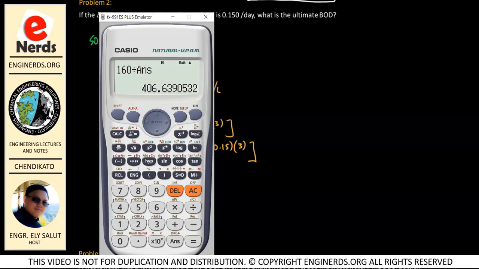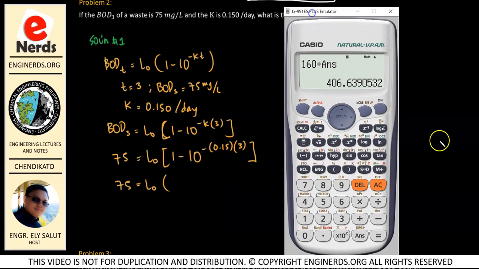So solve natin. So katulad ng ginawa natin kanina, no, unahin ko ng exponent. So we have negative 0.15 times 3. Okay, then ang base natin is 10. So I will have this 10 and yung answer natin. So we have 0.3548, no? Then we will have 1 minus itong answer natin. So 1 minus our answer. So we have 0.6452.